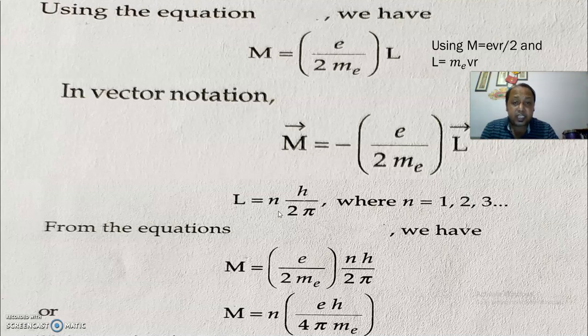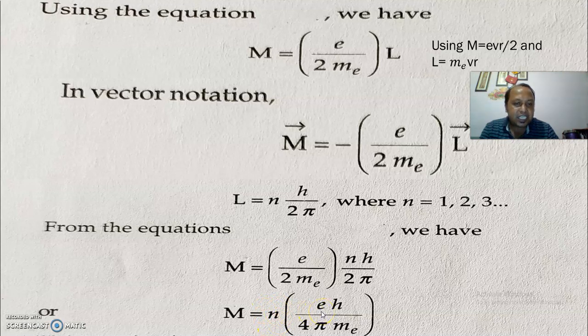So in the first excited state, the value of n will be 2. In the second excited state, the value of n will be 3, and accordingly we can consider. So for the magnitude of M, the value of L can be replaced by nh by 2 pi. Here n is the value which can change if the electron moves from the first orbit to the second to the third.